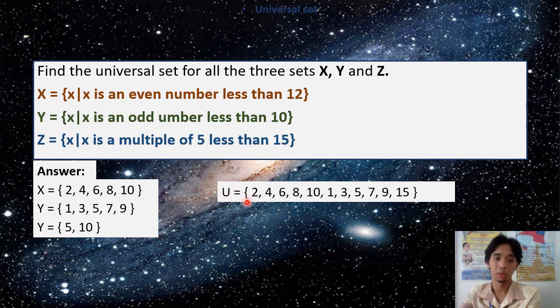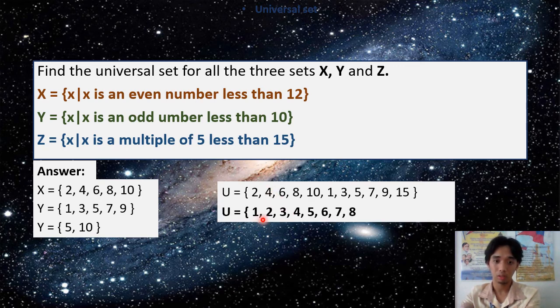So the universal set would be 2, 4, 6, 8, 10, 1, 3, 5, 7, 9, and 5, 10. So as you can see, nilista natin lang sila. Inisa-isa natin. Then, for formality, let's just arrange it: 1, 2, 3, 4, 5, 6, 7, 8, 9, 10, 15. So this is the universal set for this set x, y, and z. These are all their elements.